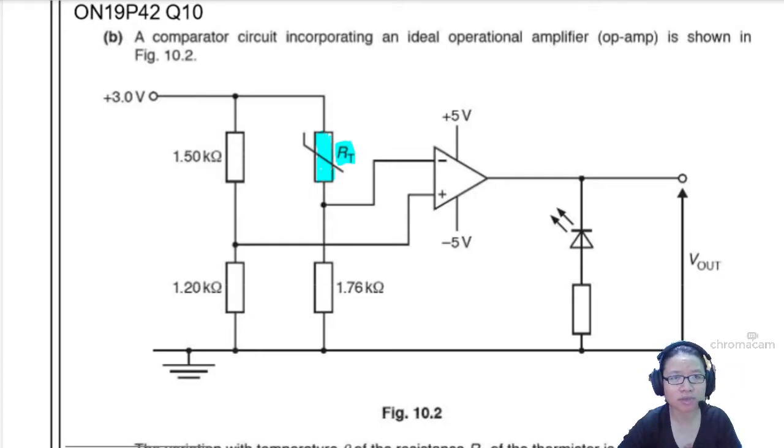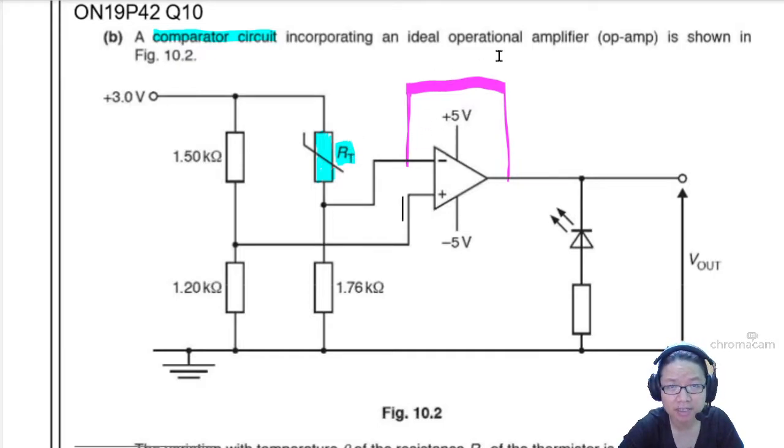Okay, so this question starts off by telling you that this is a comparator circuit, which is really great because it's a bit like a name drop. Another way for us to know that this is a comparator circuit is that there is no connection between the output and the input. So if there's no wire in this pink highlighted position, then this is a comparator. It's open loop. For your syllabus at least, that's another way to tell.